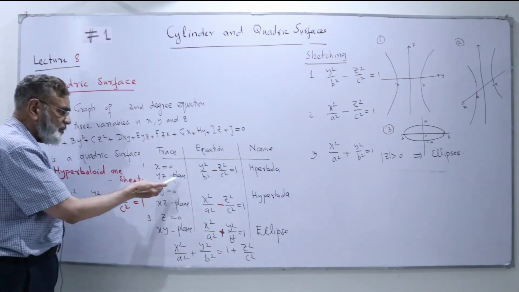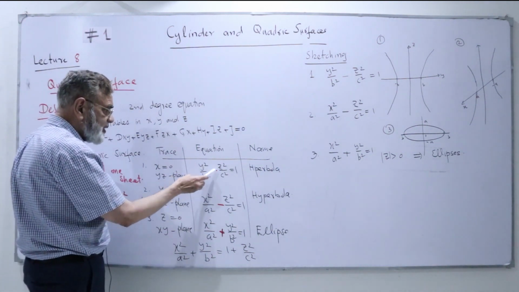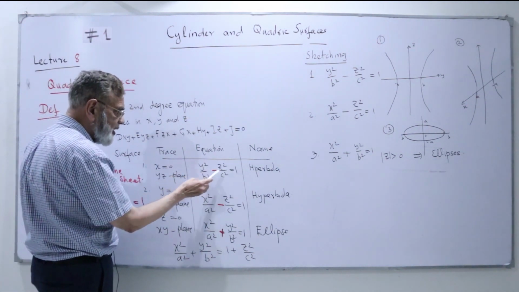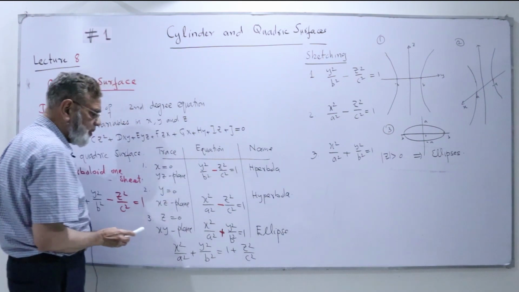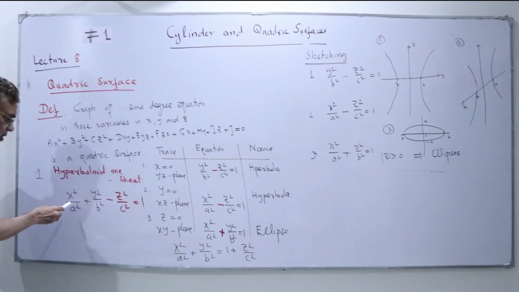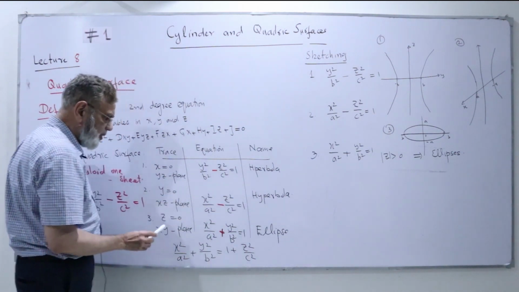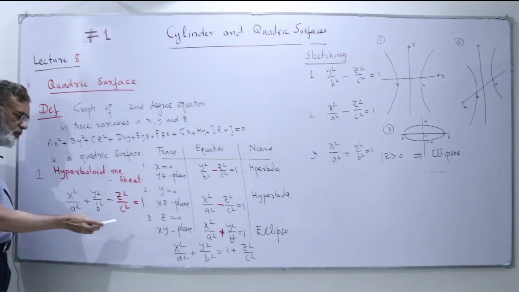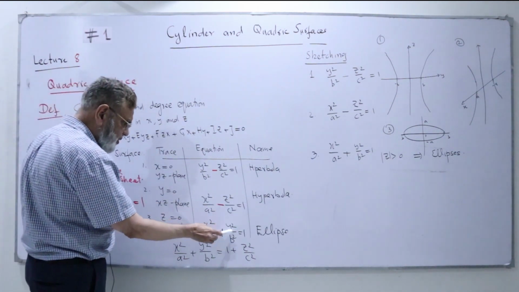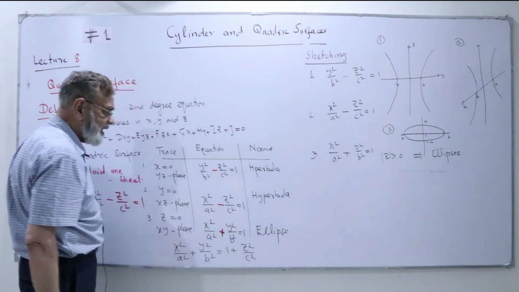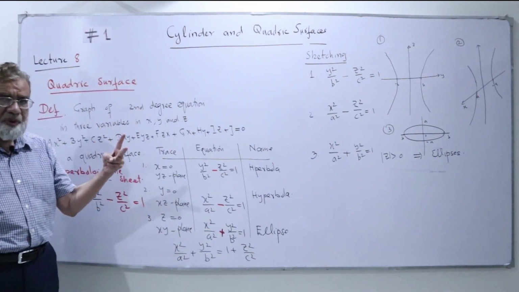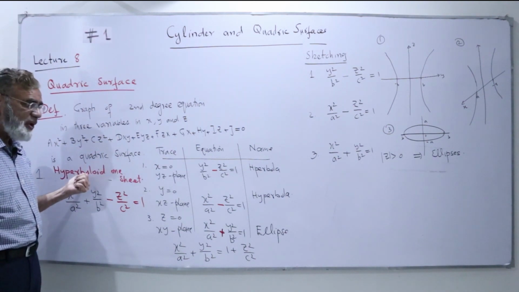When we take x equal to 0, in the yz plane we get y squared upon b squared minus z squared upon c squared equal to 1. Due to the minus sign, we say this is a hyperbola. Then we take y equal to 0, and I get x squared upon a squared minus z squared upon c squared equal to 1. It's again a hyperbola. When we take z equal to 0, we get x squared upon a squared plus y squared upon b squared equal to 1. This is an ellipse. So we are having two hyperbolas, so I call it a hyperboloid.